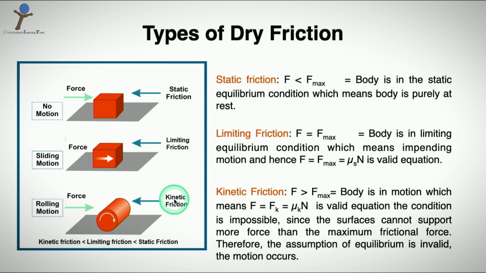The kinetic friction occurs when F is greater than F max. That is, the body is in motion, which means F is equal to Fk is equal to mu k into N, where mu k stands for the coefficient of kinetic friction. The condition is impossible since the surfaces cannot support more force than the maximum frictional force. Therefore, the assumption of equilibrium is invalid and the motion occurs. The kinetic friction is less than limiting friction, which is less than static friction.